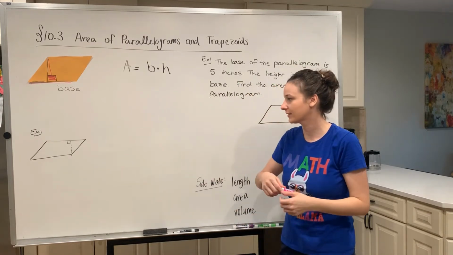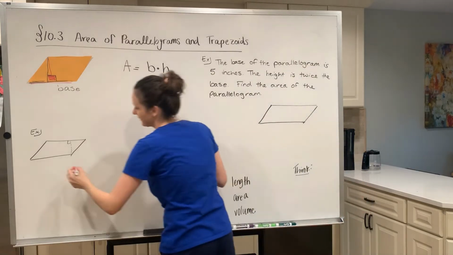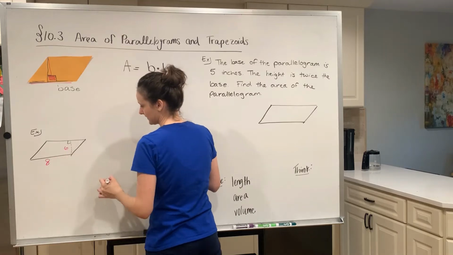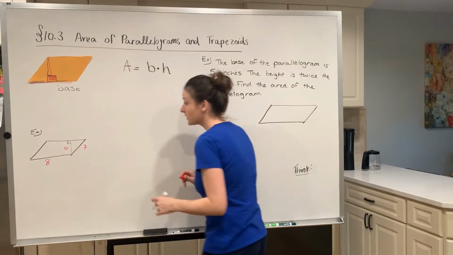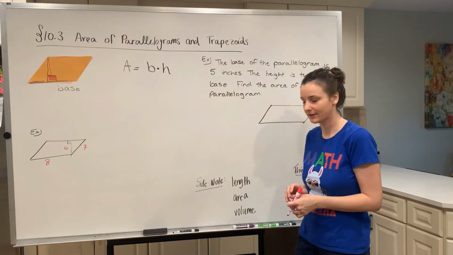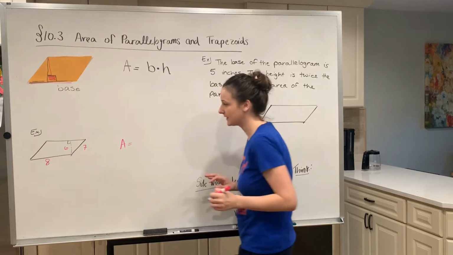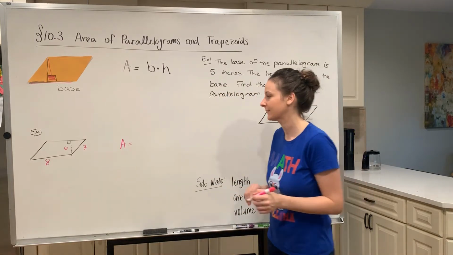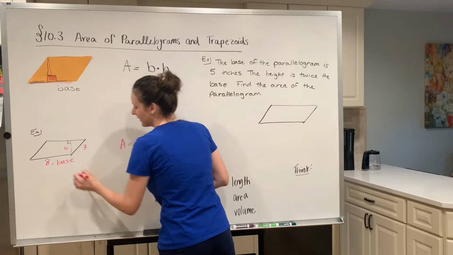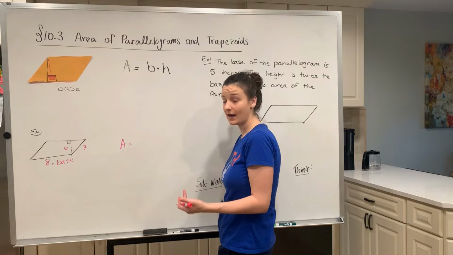I've already drawn a parallelogram for you, and now I can fill in some values. If I tell you here that this piece is 8, this piece is 6, this piece is 7, could we determine what is the area of this parallelogram? In order to do so, I need to determine what is the base and what is the height. 8 along the bottom here is the base. And remember that the base is perpendicular to the height.